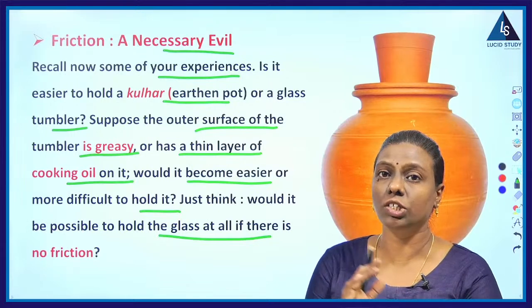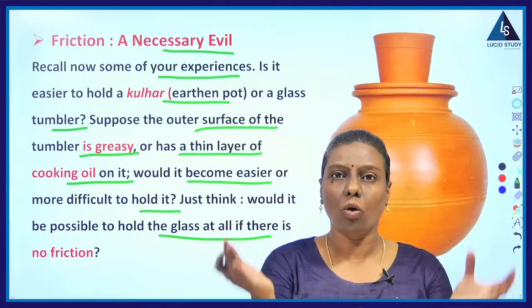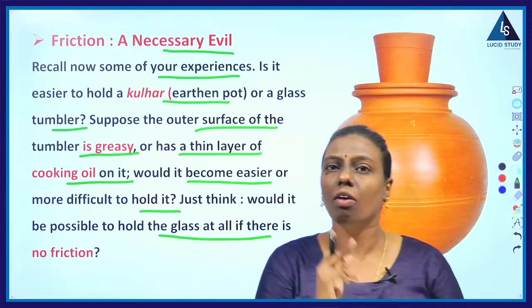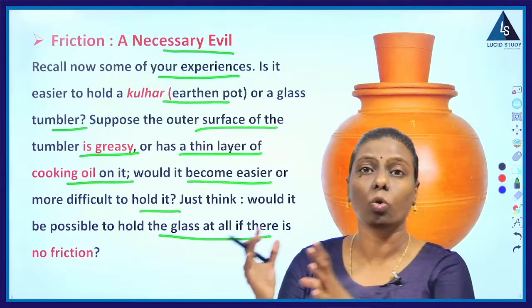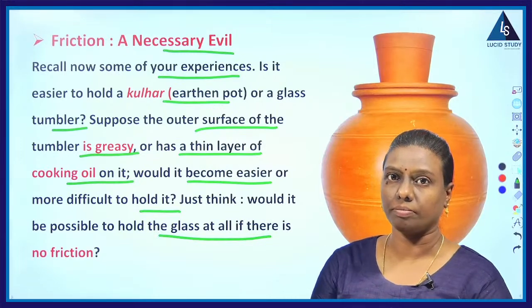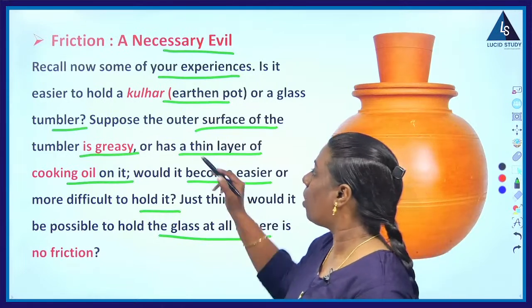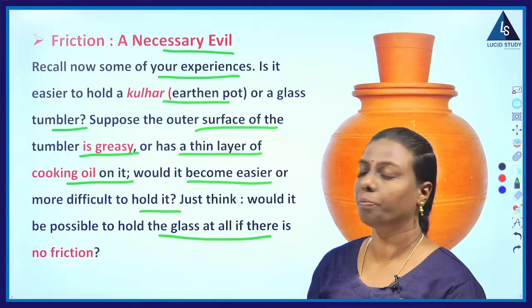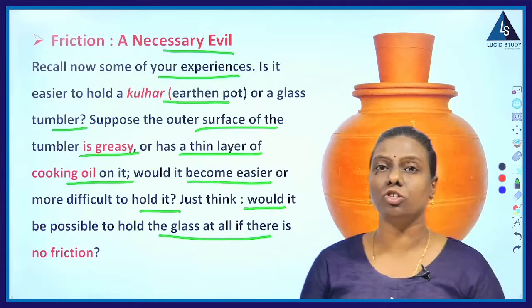So is friction a necessary evil, he is asking now. You can hold a kulhad, that is the earthen pot, or you can hold a glass tumbler. Which is easier for us to hold? I think the earthen pot is easier than holding a glass tumbler. Now make the tumbler greasy. When you make the tumbler greasy, can we hold it? No. Or if you apply a little cooking oil to that, can you hold it? No. So would it be possible to hold the glass at all if there is no friction?